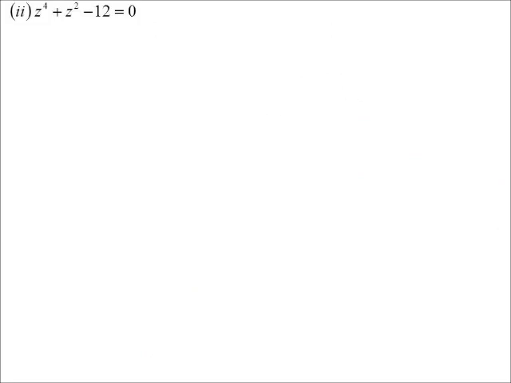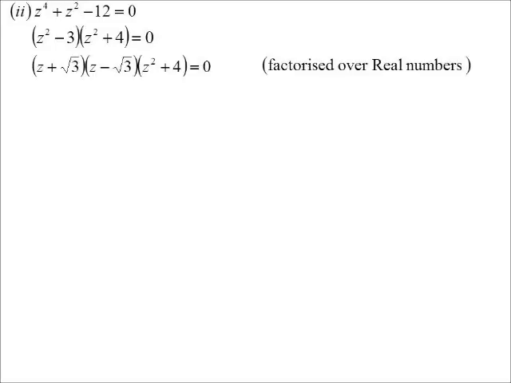z to the 4 plus z squared minus 12 equals 0. Well, that does factorise like a quadratic, even though it's a quartic. Multiplies together to give minus 12, adds together to give 1, so I've got 4 and minus 3. Now, z squared minus 3 is a difference of two squares, I guess, is what I'm getting at there. So I could write it as z plus root 3 times z minus root 3.